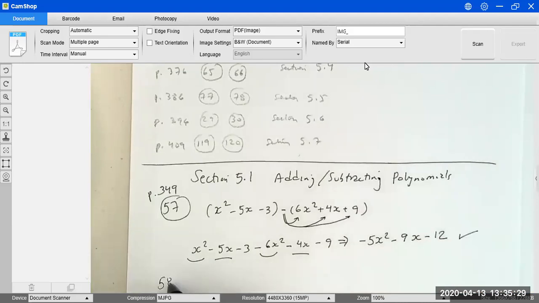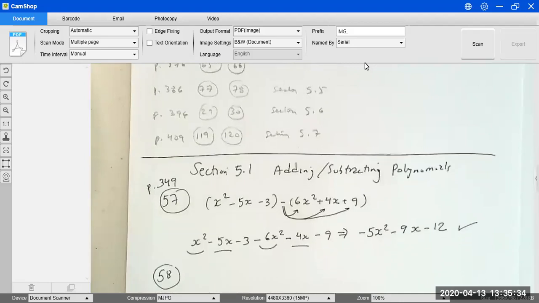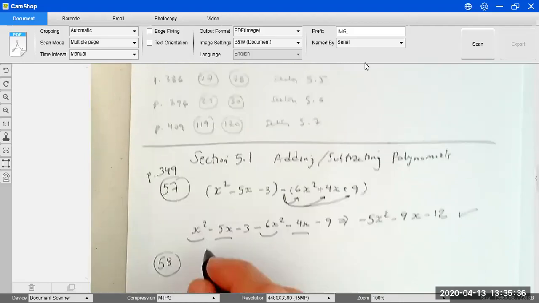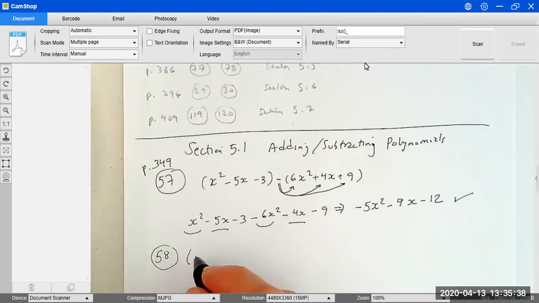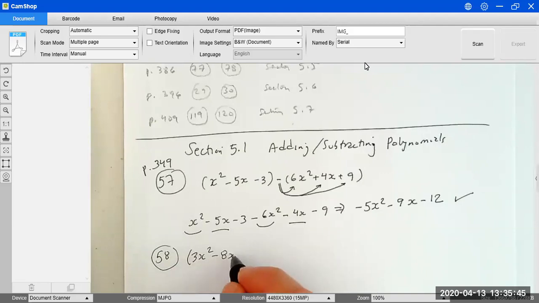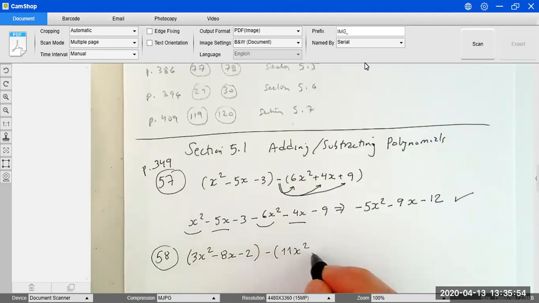Now you're going to solve a problem. You're going to solve problem 58. I'm just going to write here the problem 58, and then you're going to send me your answers via chat. So it's going to be 3x squared minus ax minus 2 minus the second polynomial, 11x squared plus 5x plus 4. So solve this problem and send me your answers.